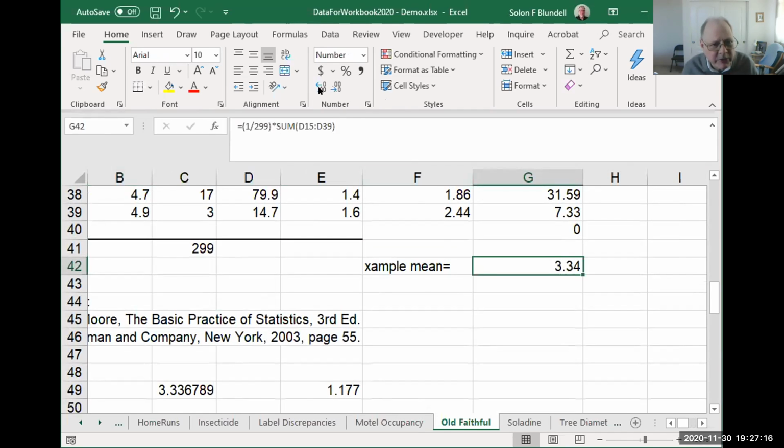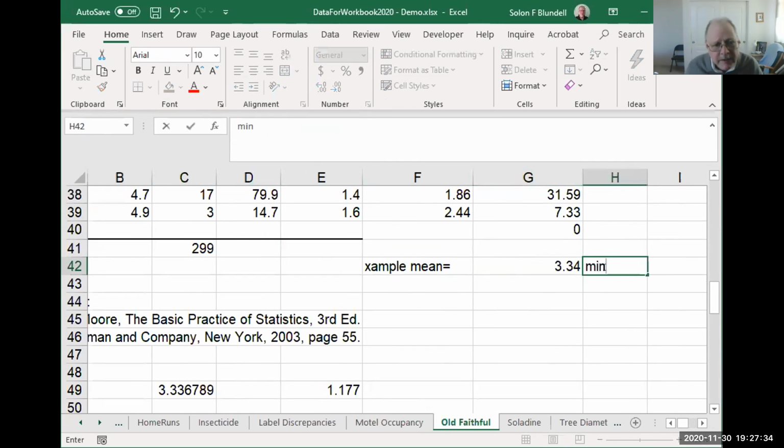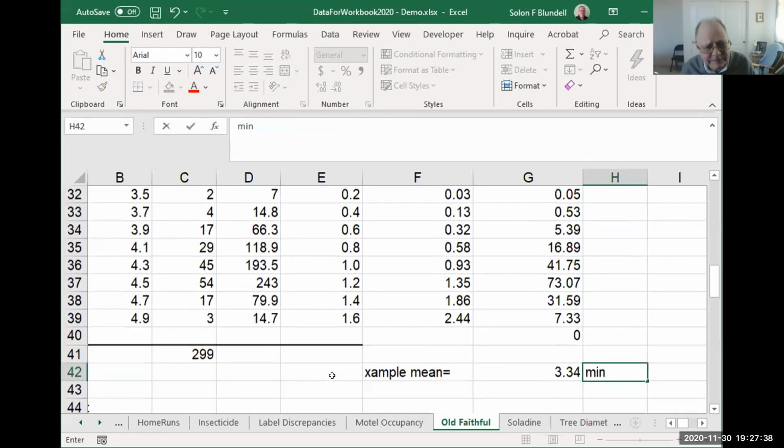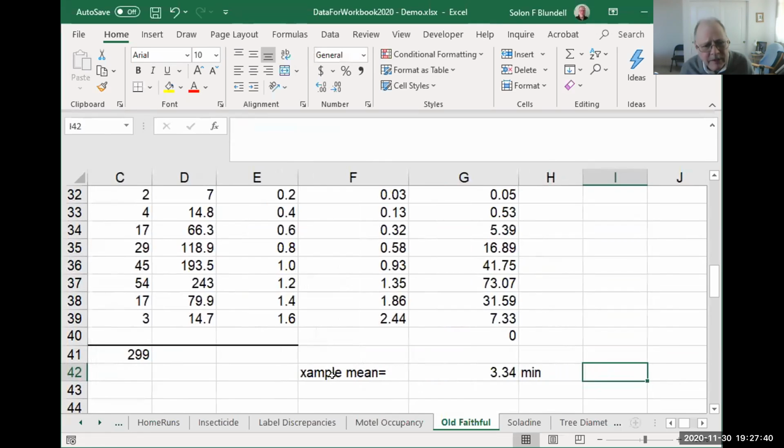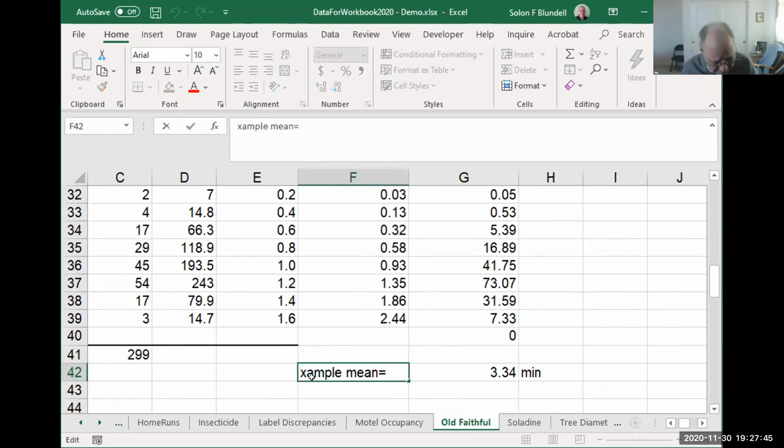You can control how many digits are displayed, but with your sample statistics, it's standard to just show 1 digit more than the original data had. So these were to the nearest tenth of a minute, so I put this to the nearest hundredth of a minute, and I always include my units of measurement. So that's how you get the sample mean.